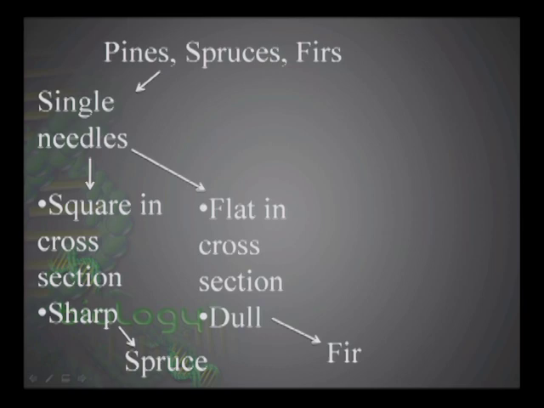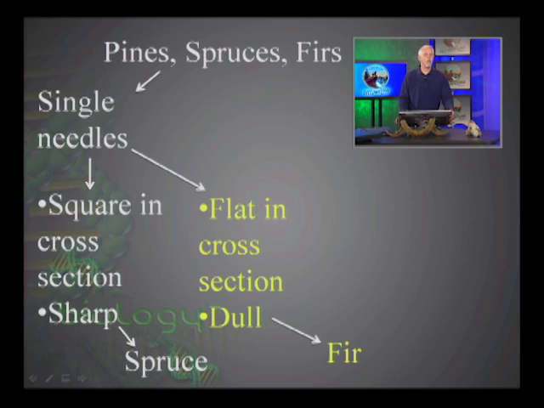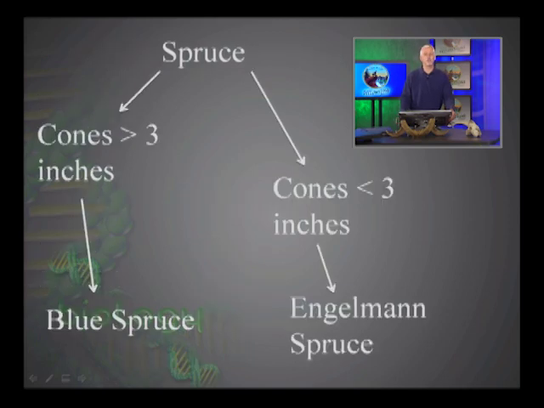So getting back to our single needle variety, if they're square in cross section and sharp at the tips, and here we're talking more about the mature trees, since with young trees it's sometimes hard to tell, then that would tell you that it's a spruce. And if the needles are flat in cross section and relatively dull at the tip, then we're talking about a fir.